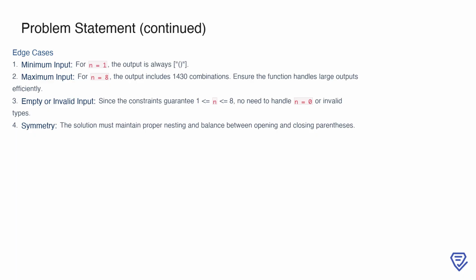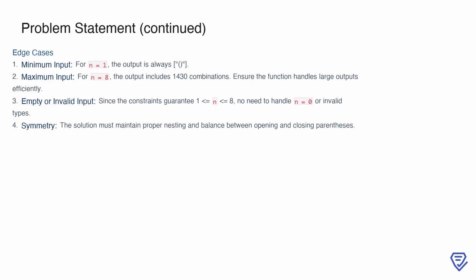Finally, let's consider edge cases. For the minimum input, where n equals 1, the output is always a single pair, as there is only one possible way to arrange a single pair of parentheses. At the maximum input, where n equals 8, the output includes 1430 combinations. This underscores the need for an efficient approach that can handle large outputs without running into performance issues.